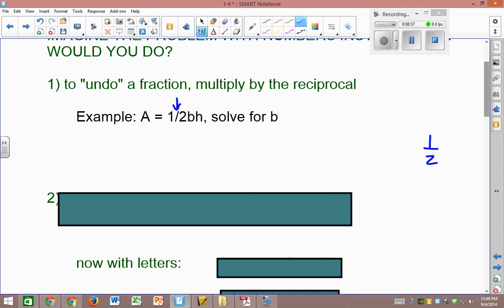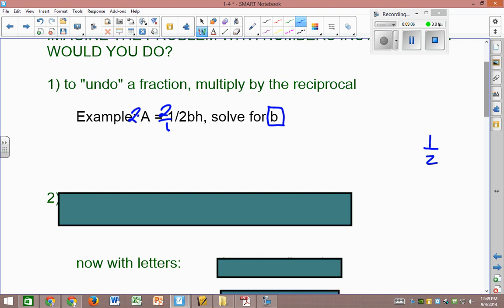So this says area equals 1/2 base times height. Hey, area of a triangle. So we want to solve for b. That's what it means to do a literal equation. It means to isolate one of the other variables. And it's got the fraction out in front, so we're going to use this hint, which says to multiply by the reciprocal. What is the reciprocal of 1/2? You just flip it over, so it'll be 2 over 1, which is just 2.